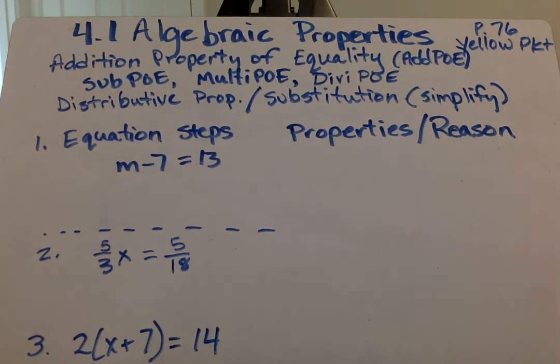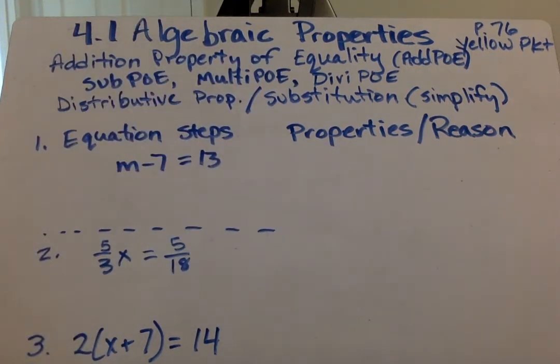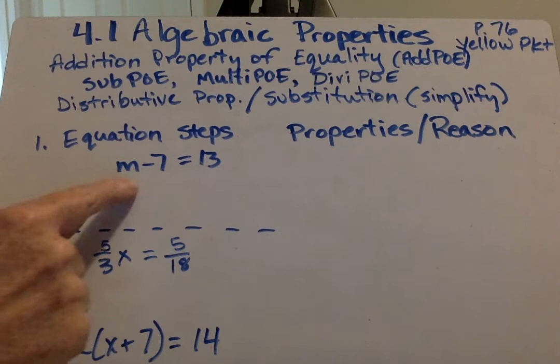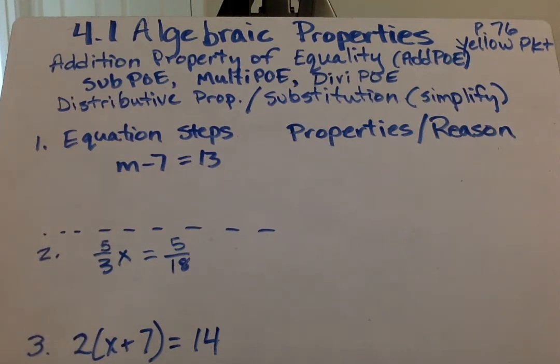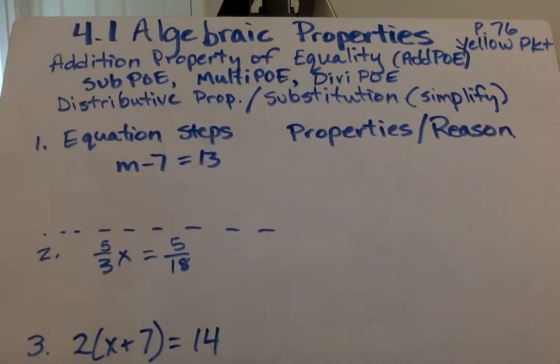Okay, our objective today: I can justify steps to solving an equation using the algebraic properties. If we add the same number to both sides of an equation, that is called the addition property of equality. So when we solve equations, we need to justify each step. We have these properties. There's the subtraction property of equality, multiplication property of equality, division property of equality. That just means we're subtracting, multiplying, or dividing the same number on both sides of the equation.